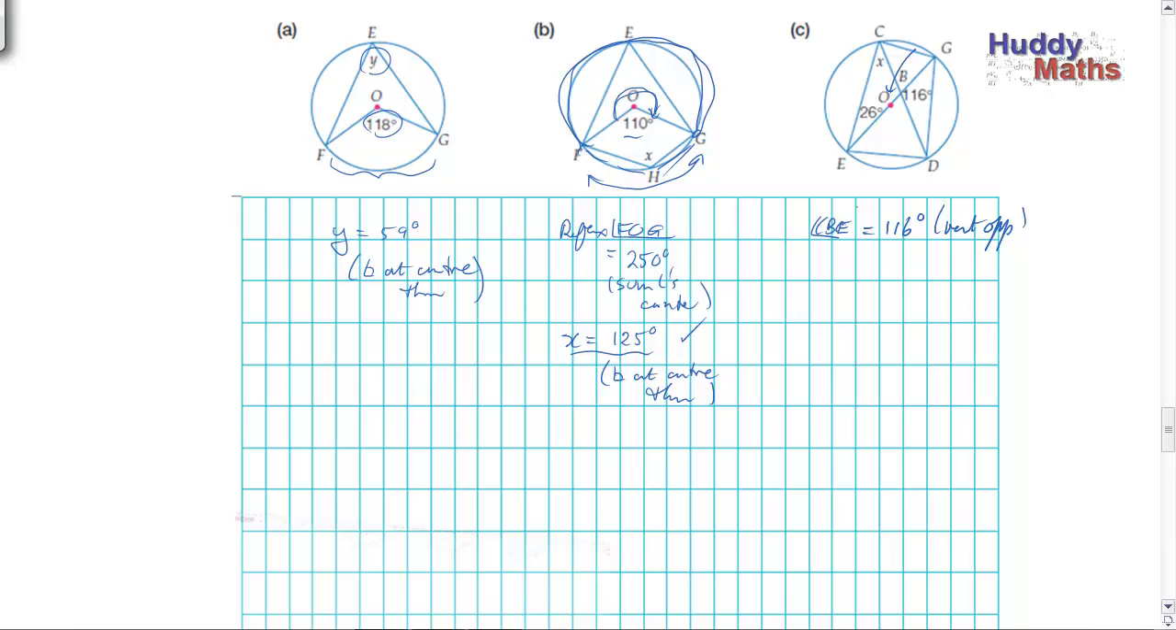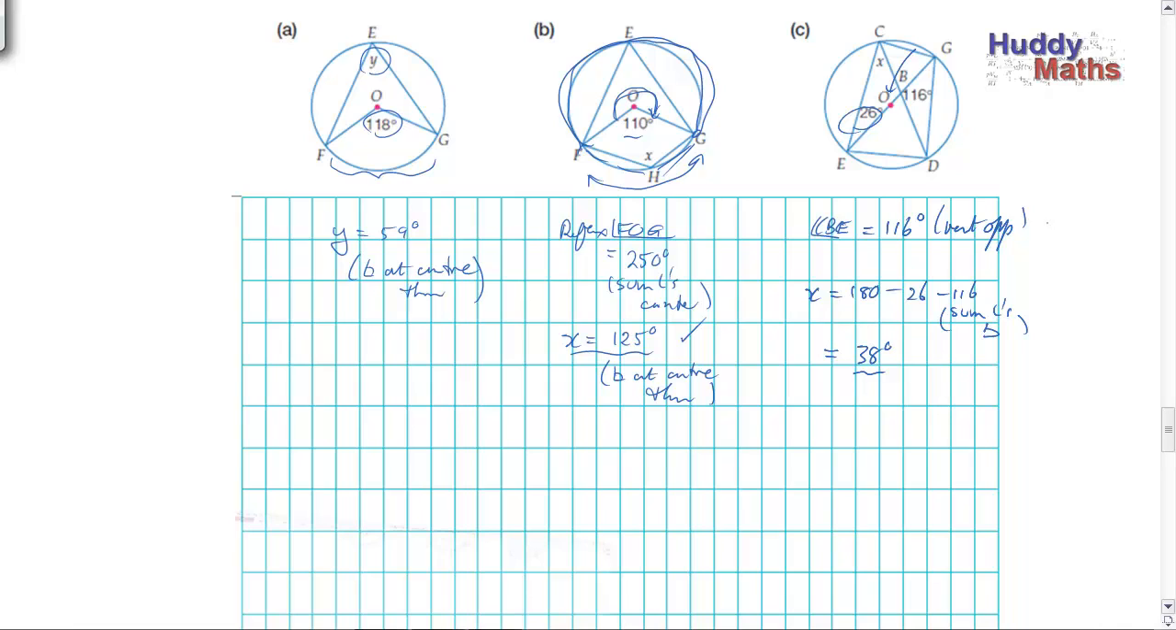We can see sum of angles of a triangle. X is 180 minus these two that we've found, minus 26 minus 116, sum angles of a triangle. So that equals now 38.